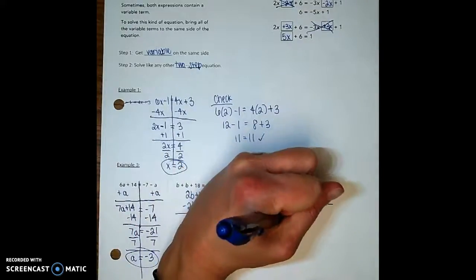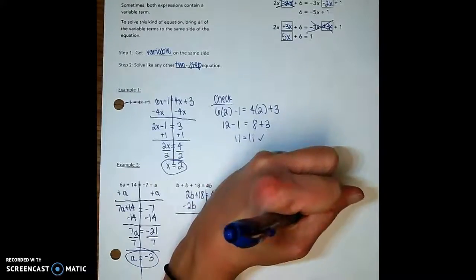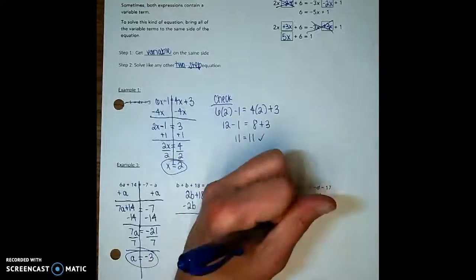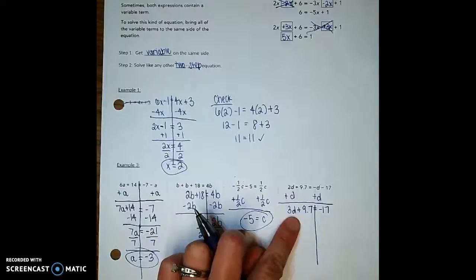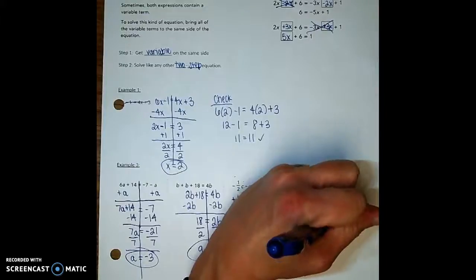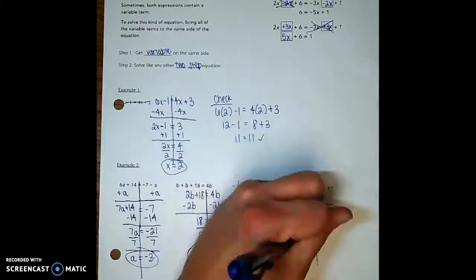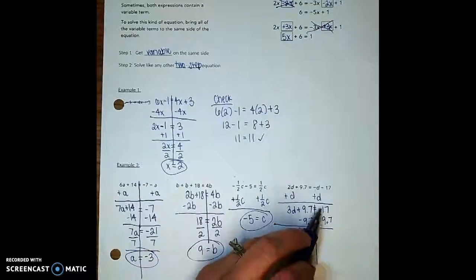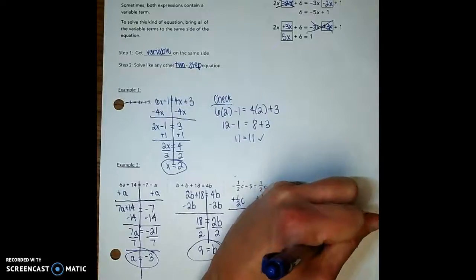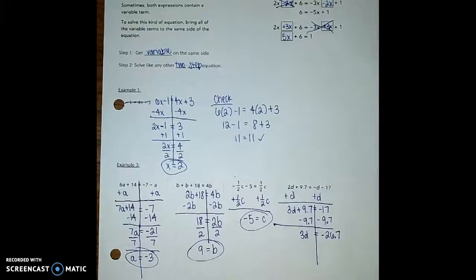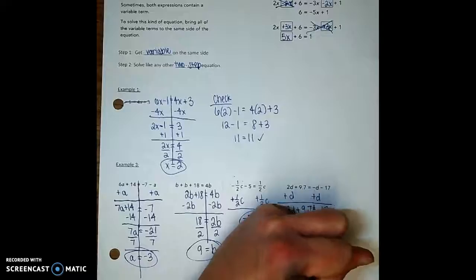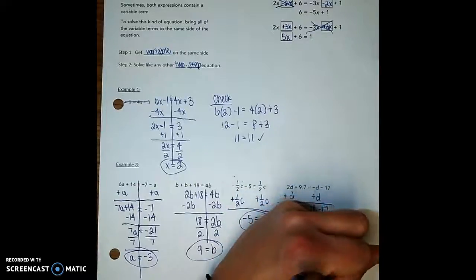2d plus d will give you 3d plus 9.7 equals, and then I still have this minus 17, so I still have a negative 17 on the right side. Now I draw my line. To get d by itself, I'm going to take away 9.7 from both sides. When I take away 9.7 from negative 17, I get 3d equals negative 17 minus 9.7, negative 26.7. To get d by itself, I divide both sides by 3, and that's going to give me d equals negative 8.9.